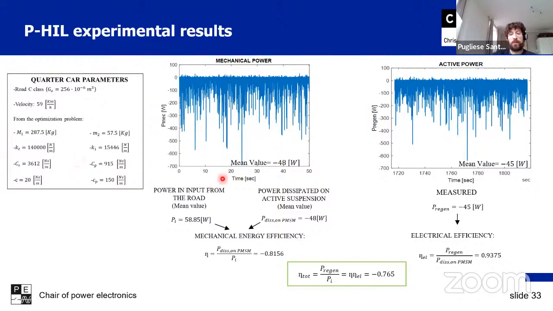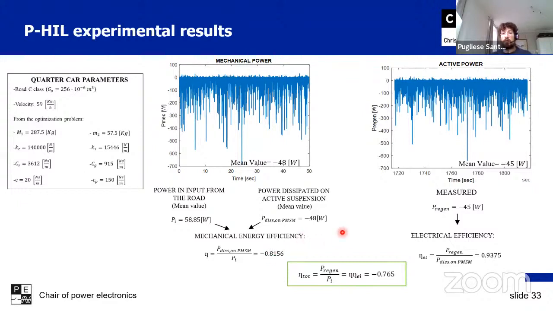We see that the mechanical power was for each quarter car, so you have to multiply by 4 to get the full car. You see that the mean value here, which is the maximum that I can generate, ideally is 58 watts. In reality, because of the passive losses that are still in the suspension, we can regenerate only 48 watts. This is from the mechanical point of view, and we have this efficiency, which is negative because we are in regeneration mode.